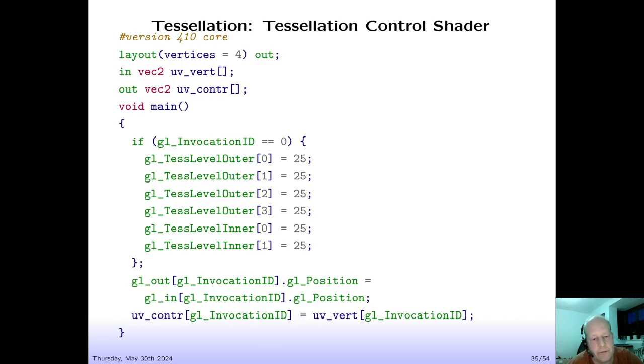In the first invocation, we set the tessellation level. Here we set everything to 25. And we set the system variable gl_Position to the input gl_Position. And we set the output UV_control, we set it to the UV from the vertex shader, the UV_vert.